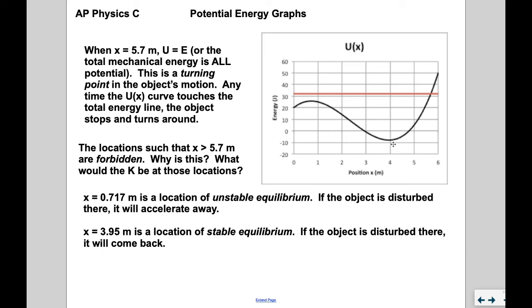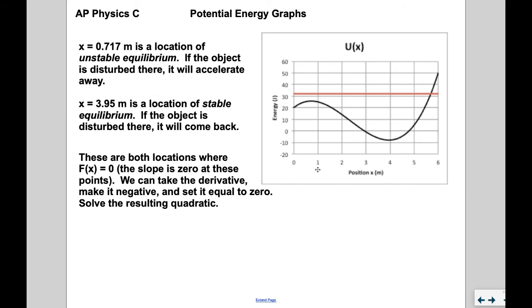Similarly, we have this other point here at 3.95 meters. This is a location of stable equilibrium. If we put a ball there, it'll sit there without moving. If we disturb it in either direction, if we disturb it to the right, it will go up the hill a little bit, then it'll come back. If we disturb it to the left, it'll go up this hill and come back. So this location is stable equilibrium. This location is unstable equilibrium.